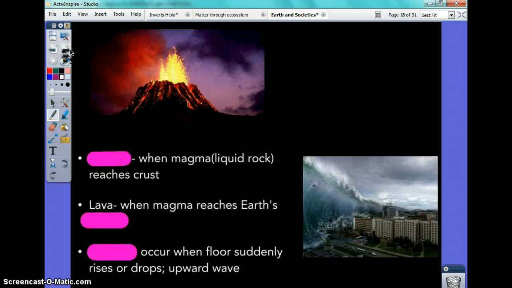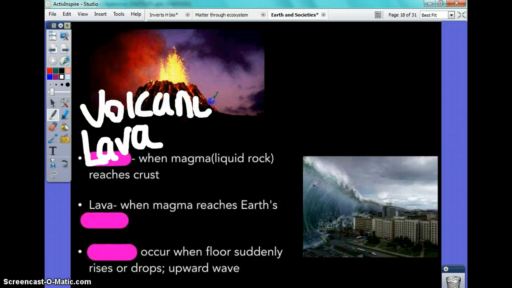So when magma reaches the crust, what is that? A volcano. Like lava, yeah, lava is the second one. When magma reaches the Earth's surface, it's called lava. And then, what occurs when the floor suddenly rises or drops? Tsunami. And there's a picture of a volcano and a tsunami.